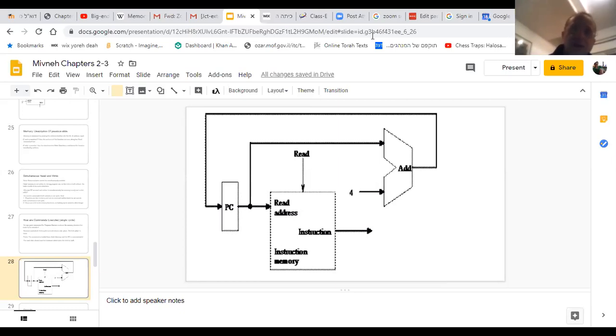And then the PC increments, and the next time I get the next command, and the next time the next command. Each time the PC is going up by 4, and each time I'm using the memory hardware to get out the command I want. That's what we're seeing here.